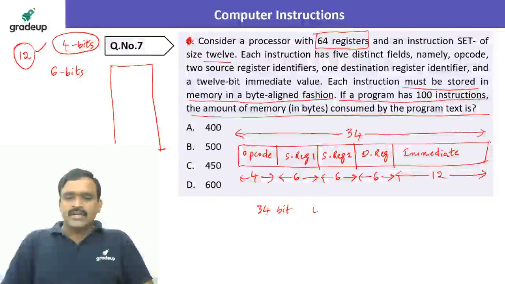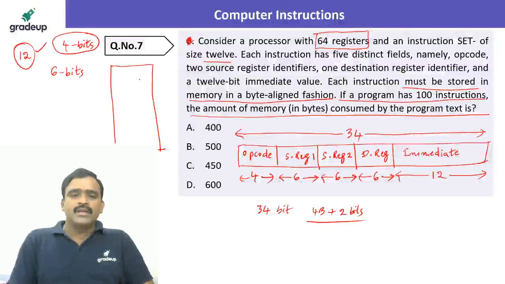It is 4 bytes plus 2 bits. But for 2 bits also, 1 byte of memory will be occupied. So each instruction occupies 5 bytes. Instruction 1: how many bytes will it occupy? First 1, 2, 3, 4.